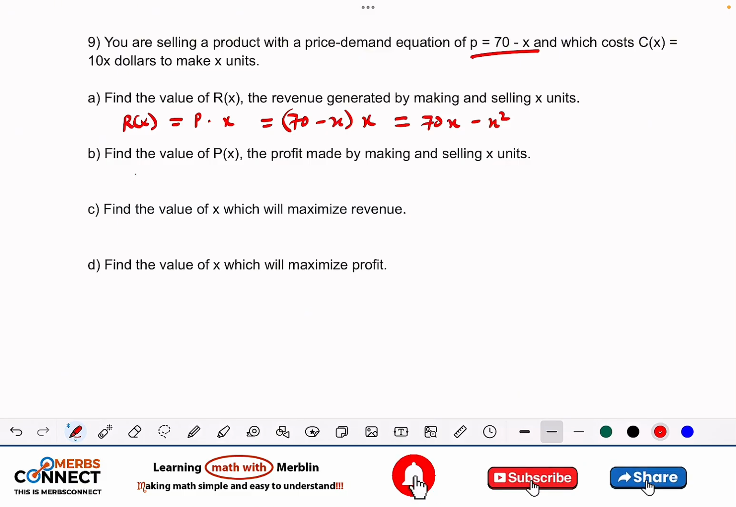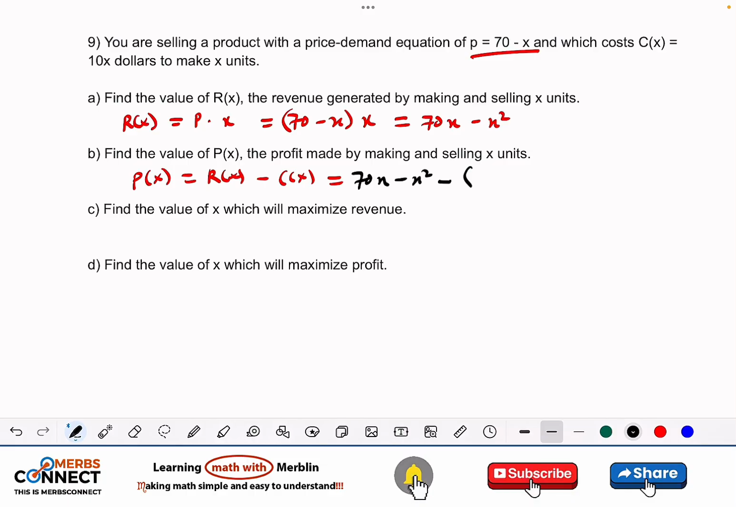Find the profit. Profit is equal to revenue minus cost. What is the revenue? That's what we just did. So we are going to have 70X minus X squared minus 10X. I don't need parentheses because this is just one term. So I'm going to have 60X minus X squared. That will be my profit.